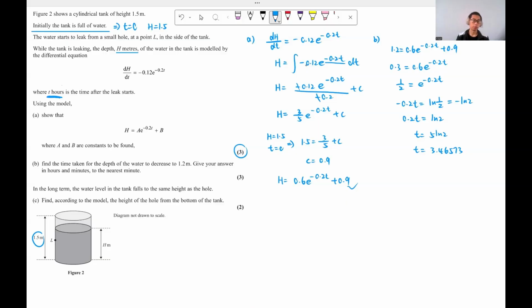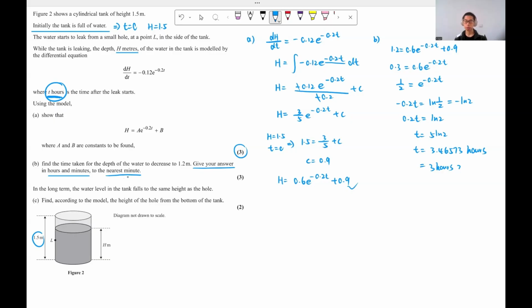3.46573, and then the units would be hours. But be careful about what they're asking you. Give your answer in hours and minutes to the nearest minute. So then that should be 3 hours. And then we need to change 0.46573 hours into minutes. So times by 60 for 0.46573. So that'll be 27.94, and they want it to the nearest minute.